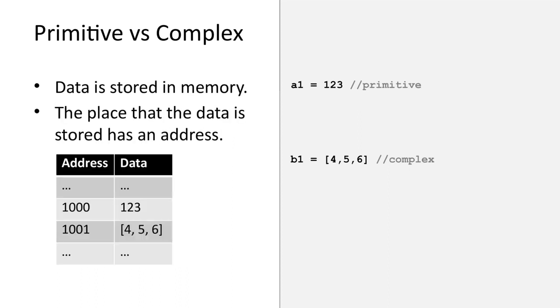First, we need to understand that data stored in memory has an address. The table shown in the slide is a simplification, but the main point is that each piece of data has a unique address. Note that when coding, you never actually see the address. It is something that the system will take care of for you.